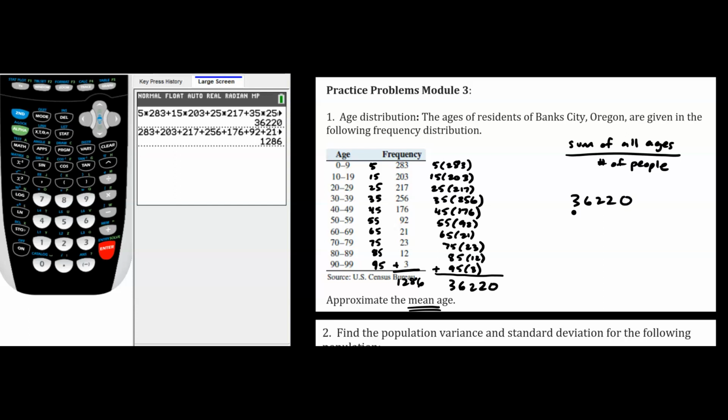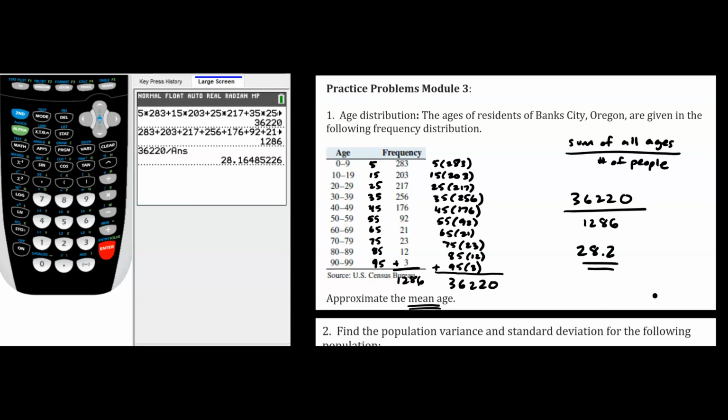And so our solution to this question will be 36,220. That is our approximate sum of all of the ages of all of the people here. And we are dividing that grand total by the total number of people of 1,286. So if I say 36,220 divided by my previous answer, I end up getting a mean age of 28.2 years. So my answer is 28.2 for question 1.